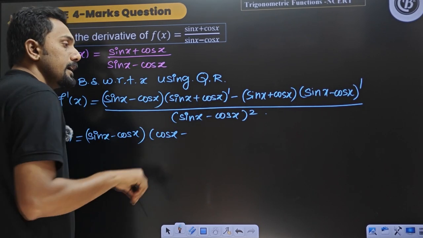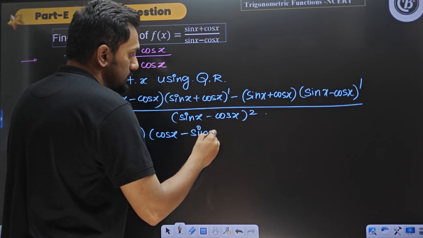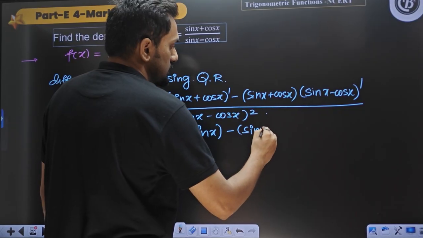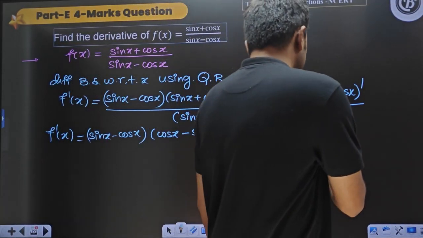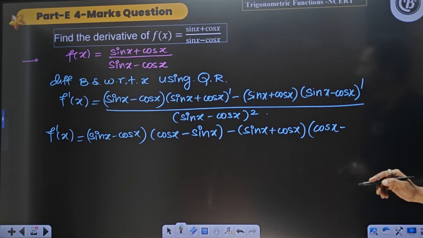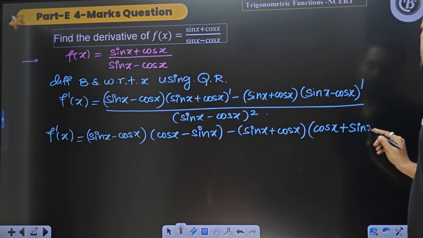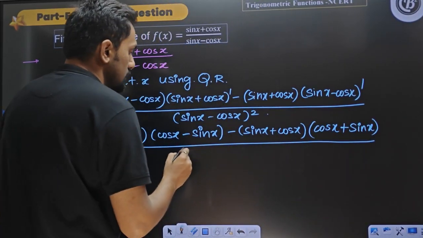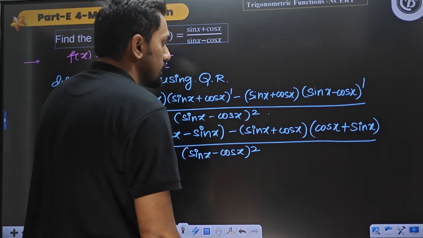minus cos x the derivative minus sin x, that minus into this plus becomes minus sin x, minus sin x plus cos x as it is, sin x plus cos x as it is, derivative of sin x minus cos x, sin x the derivative cos x, minus cos x the derivative minus sin x, that minus into this minus becomes plus sin x divided by sin x minus cos x whole square.